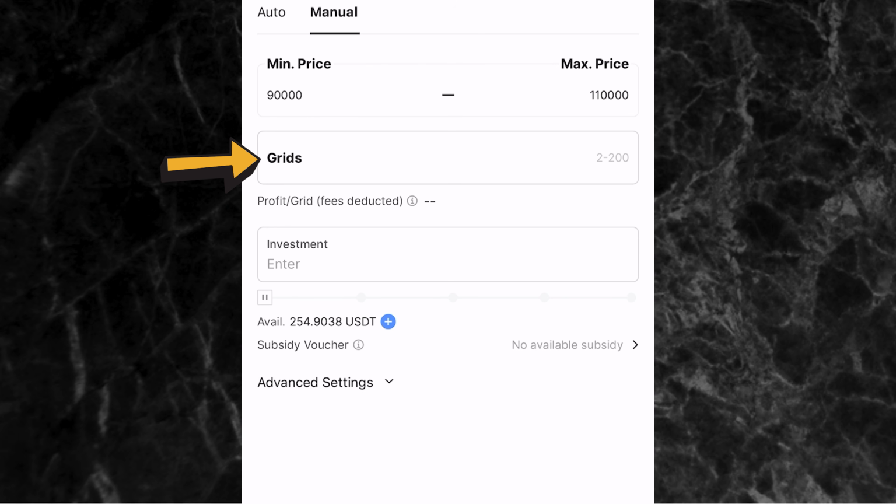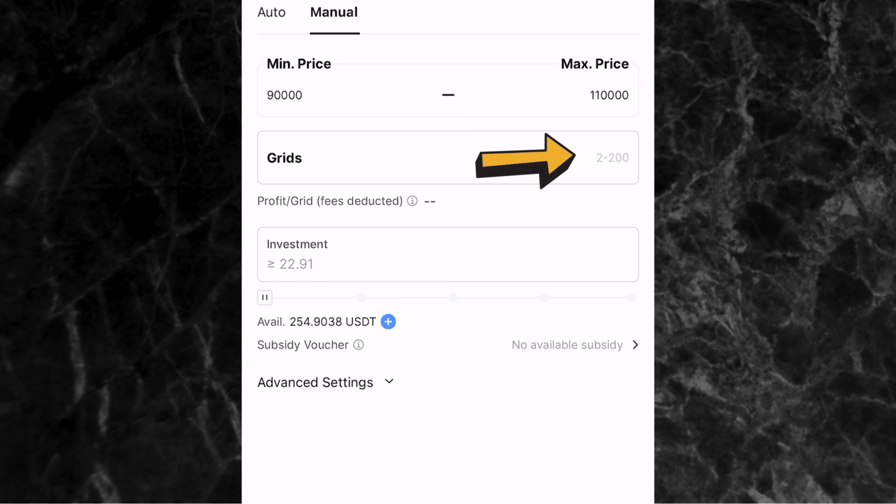And then next is to enter the number of grids. Don't forget the number of grids I said is the number of trades or the maximum number of trades the trading bot will take for you at once. And it's like the number of intervals between that price range. I hope you understand. Now you can see right here, it says you can pick between 2 to 200.